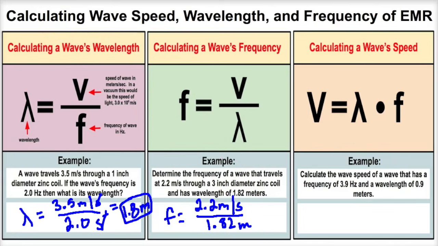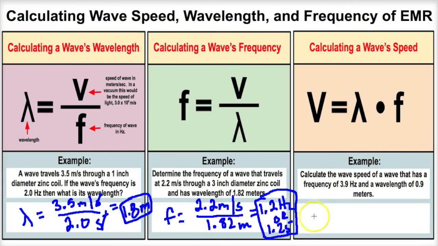And we're going to put this in our calculator, and we're going to end up with 1.2 hertz, or you might see it as 1.2 s to the -1, same thing, 1.2 wavelengths a second. All right, what if we want to know the wave speed? To get the wave speed, you take the wavelength multiplied by the frequency.